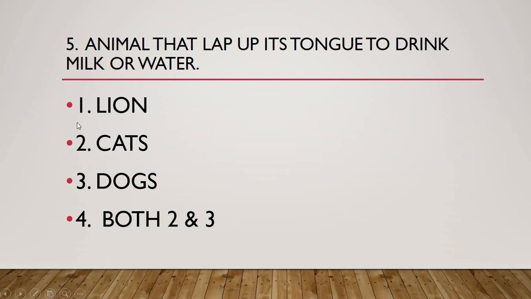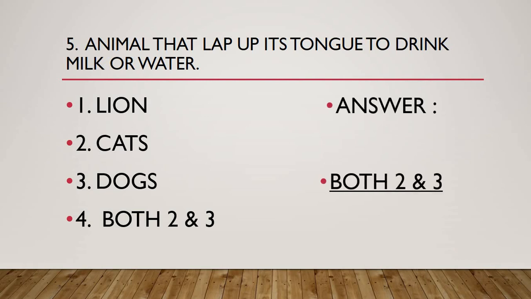So if you think it is lion, 1, if you think it is cats, 2, if you think it is dogs, then 3. But if you think that there should be both 2 and 3, that means cats and dogs, then you can keep this option 4, which contains both 2 and 3. Quickly write down your answer. Animal that laps up with their tongue and drinks milk or water. So which do you think will be the correct option? Let's see what the correct answer is. If you have written your answer, please compare your answer here on the screen. So the correct answer is both 2 and 3.